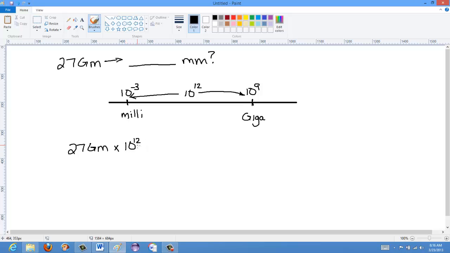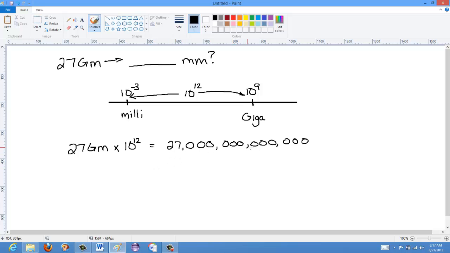It makes sense that I'm multiplying because I should get more of them. If I have 27 billion and I want to find out how many of these really tiny units there are, then I should get more of them. That's going to be equal to 27 with 12 zeros after it. So 1, 2, 3, 4, 5, 6, I'll put a comma in between them, 7, 8, 9, 10, 11, 12. So 27 with 12 zeros after it.